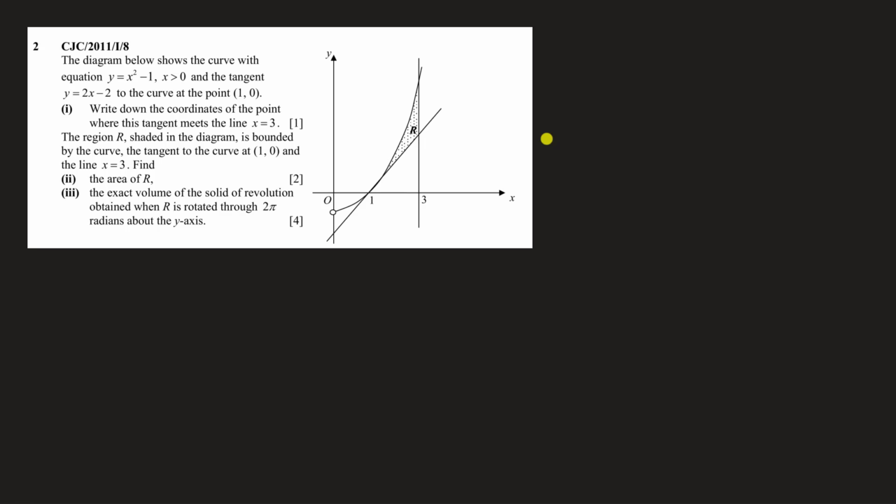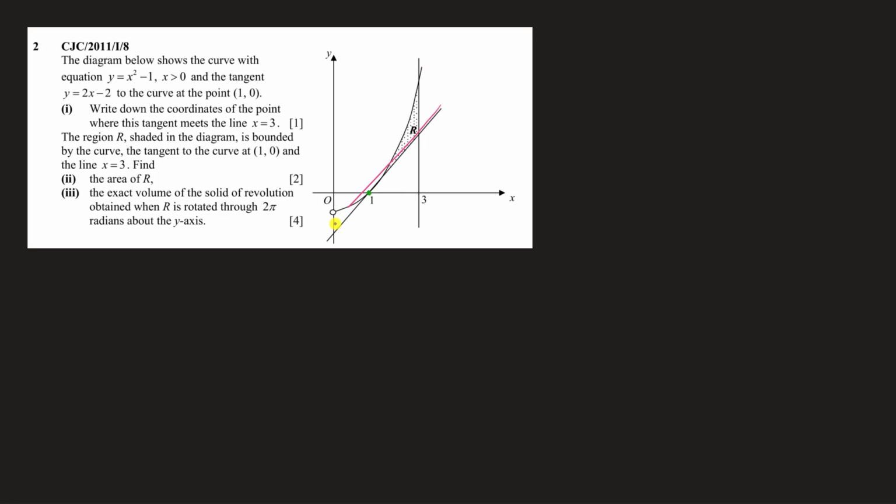In this video, we're going to talk about two more area and volume questions. So let's dive straight into the question. For this one, CJC 2011, the diagram below shows the curve with equation y equals x squared minus 1, and then you have a tangent line 2x minus 2 at this point, 1, 0. Write down the coordinates of the point where the tangent meets the line.